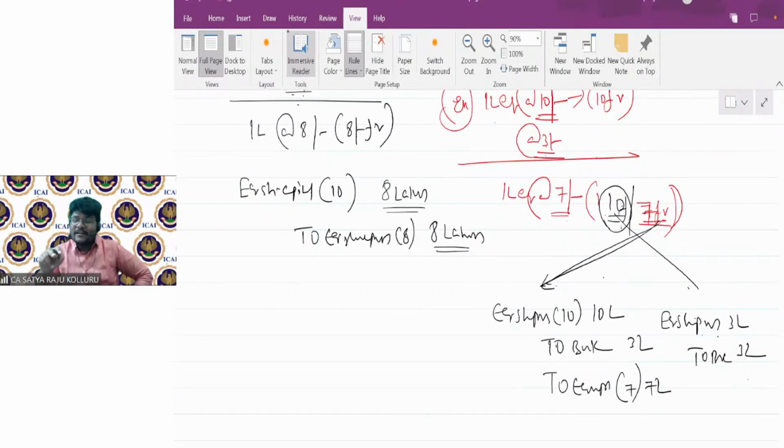But if there is a change in paid up value as well as face value, then you need to cancel the old face value. You need to raise the new face value. Hope you understand this difference, all of you.